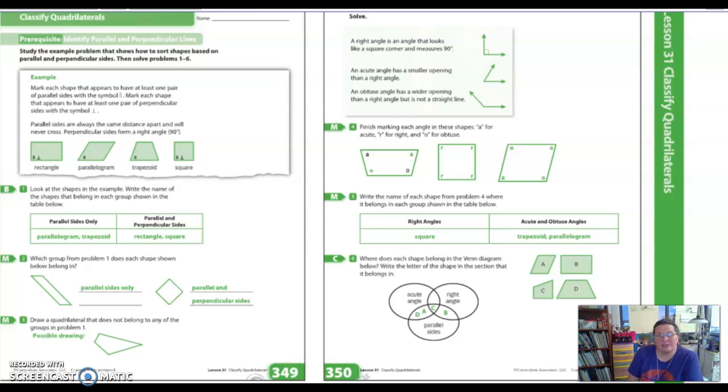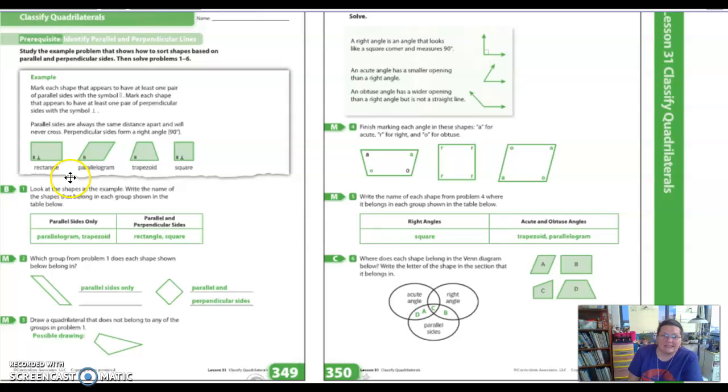Good morning, kiddos. Let's go over the homework from lesson 31. Please make notes, make changes, whatever you need to do so that you have this study material to look at as you are preparing for sixth grade.